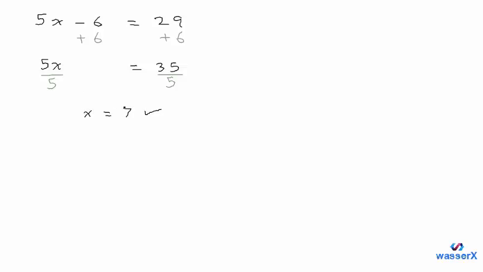Let's say you made a mistake somewhere and you didn't get x is equal to 7. So 5 times another number minus 6 will never give you 29, right? So you would immediately get to know, hey, I got the wrong answer. I must have made a mistake somewhere in my steps. Let me check. Here's another one.